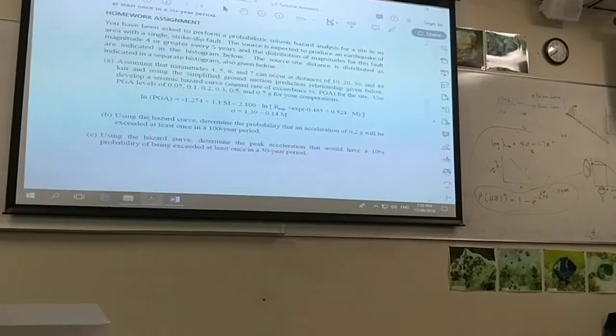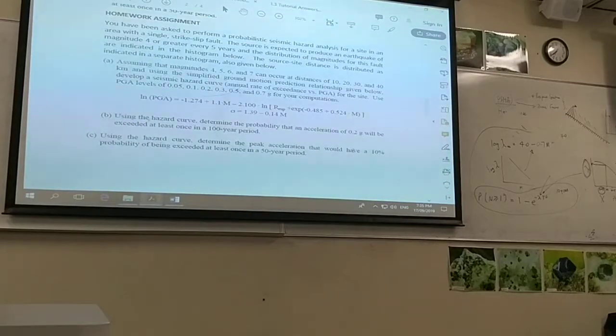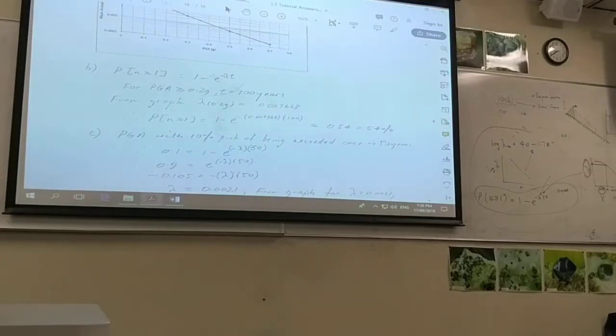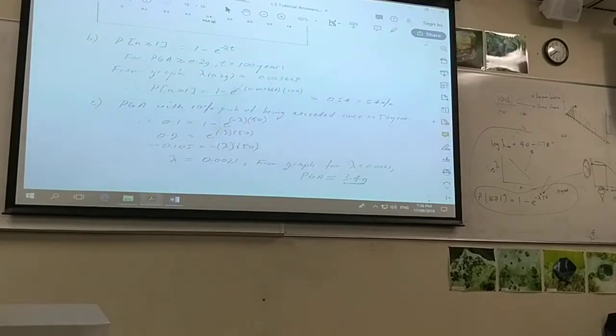And again, using the hazard curve, determine the peak acceleration that will have a 10% probability of being exceeded at least once in a 50-year period. So this time we're working backwards, right? Working backwards, so we have this formula. 10% probability of being exceeded is 0.1. And we want to solve for this here.